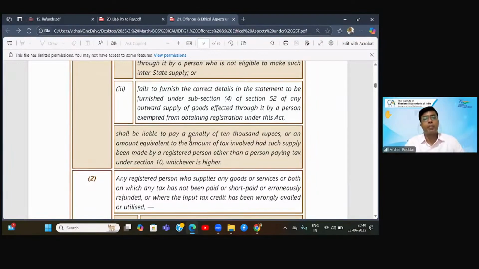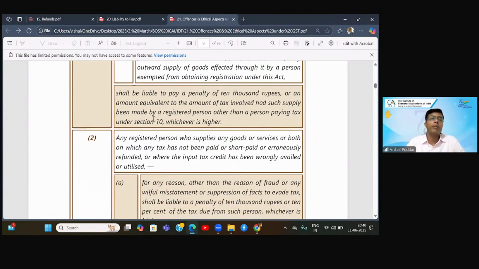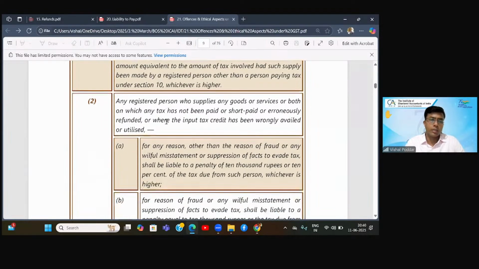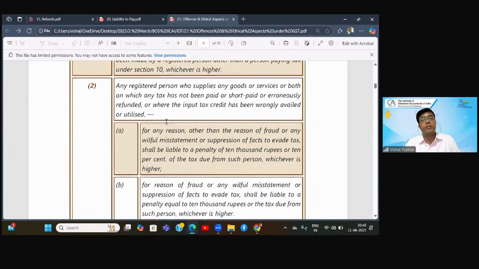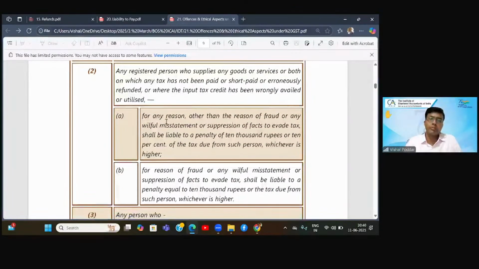Shall be liable to pay a penalty of 10,000 or an amount equivalent to the amount of tax involved had such supply been made by the registered person or by a person other than the person under section 10, that is other than the composition dealer. So whatever tax is evaded because of this type of transaction through the e-commerce operator, the e-commerce operator will have to pay that much amount as penalty.